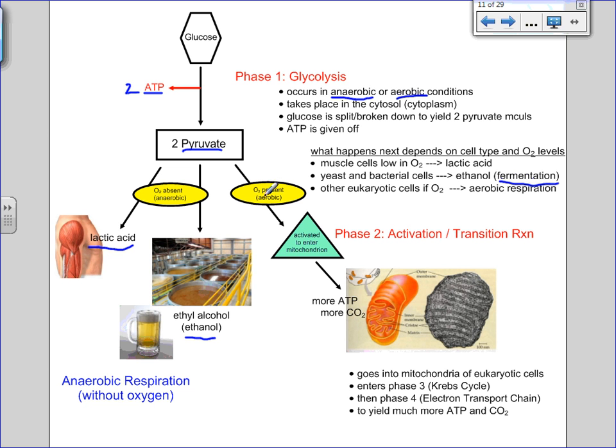When there's sufficient oxygen present, in other words, under aerobic conditions, our pyruvate molecules will become activated. So they become acetyl coenzyme A, and they'll enter the mitochondrion. When they're in the mitochondrion, they can undergo phase 3 and phase 4, so the Krebs cycle and the electron transport chain, in order to get much more ATP and carbon dioxide.